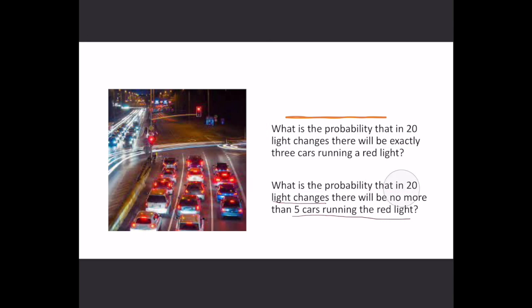So the first thing to notice here is that we have 20 light changes. So that is our sample. And then our x value is 3 in this case. And in this case, it says no more than 5 cars. So that can be 5. It can be 4, 3, 2, 1, 0, because we're referring to cars running a red light.